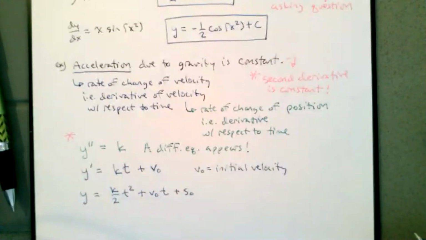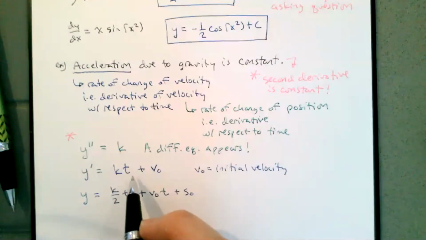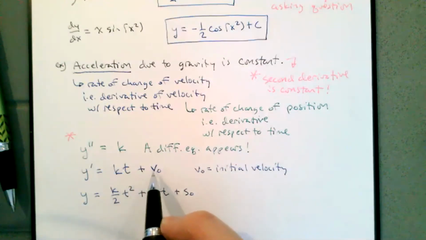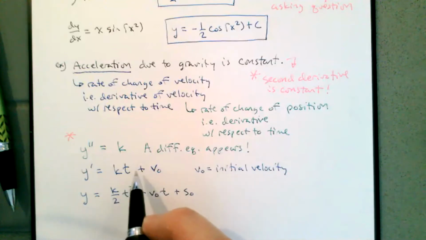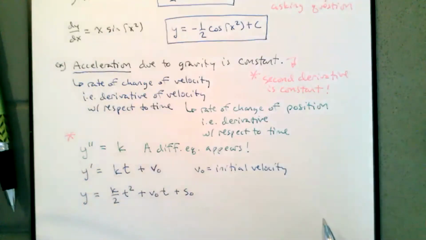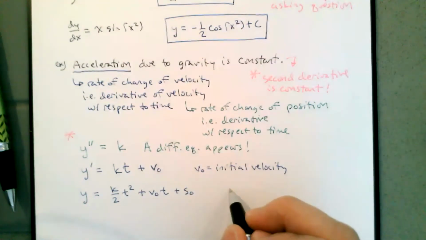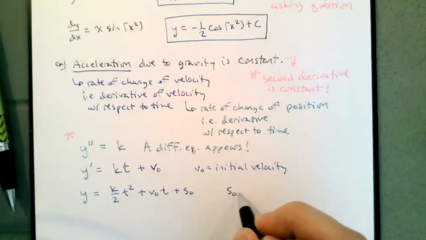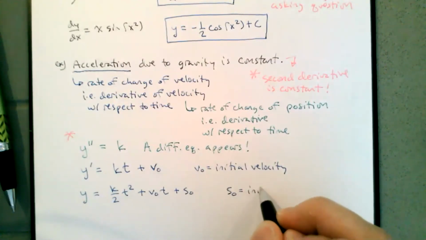So v naught is your initial velocity at time 0. If you don't want time to be 0, just subtract it from the t. If you want to start everything at 3 and you have the velocity at 3, just put t minus 3 in the parentheses and put that for your velocity. So it's initial enough. Where time happens is where we decide it happens. Where time starts is where we decide it starts. S naught is the initial position.